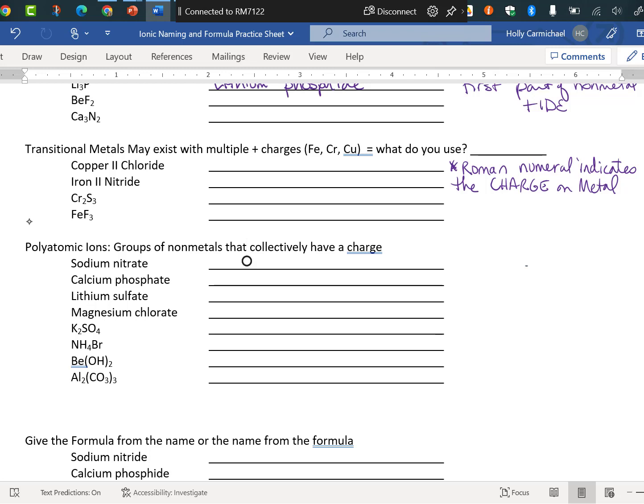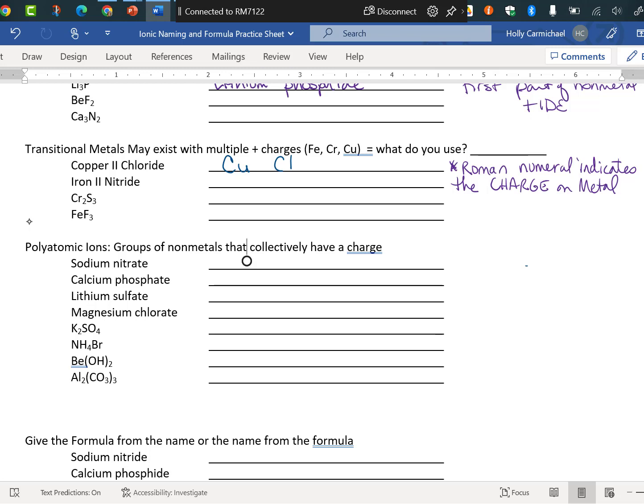so going from the name to the formula, I think it's a little bit easier because you know how to assign that charge automatically. So if I see copper 2 chloride, what are you going to put? Cu and Cl, right? And then what's going to be the charge on the copper?